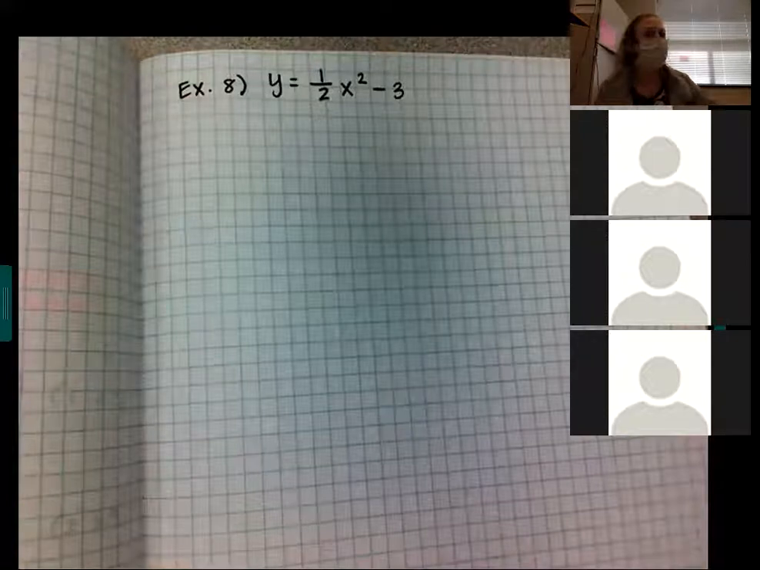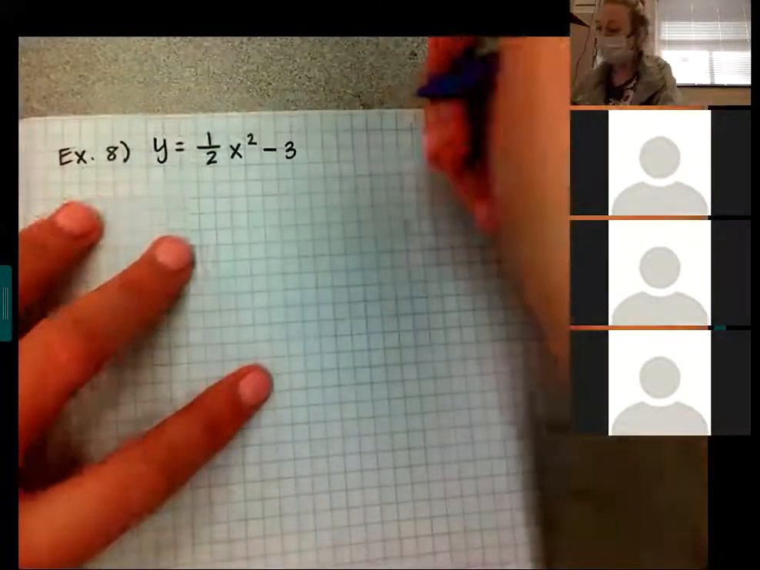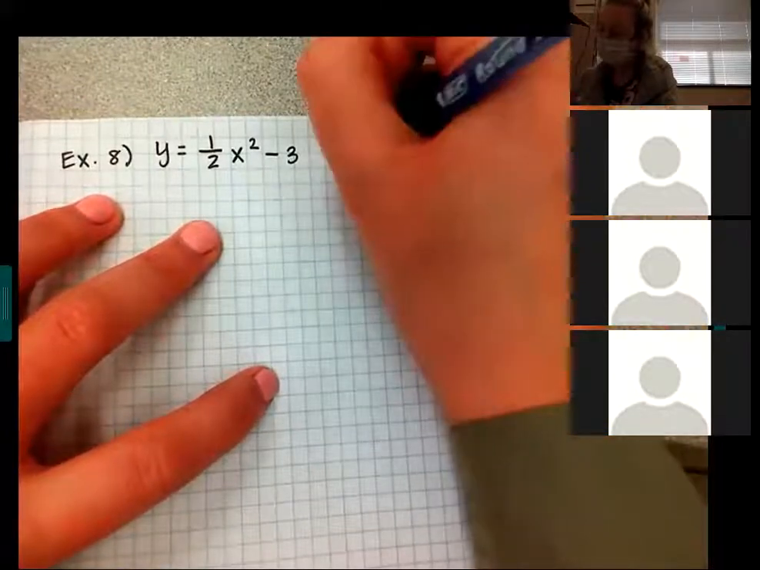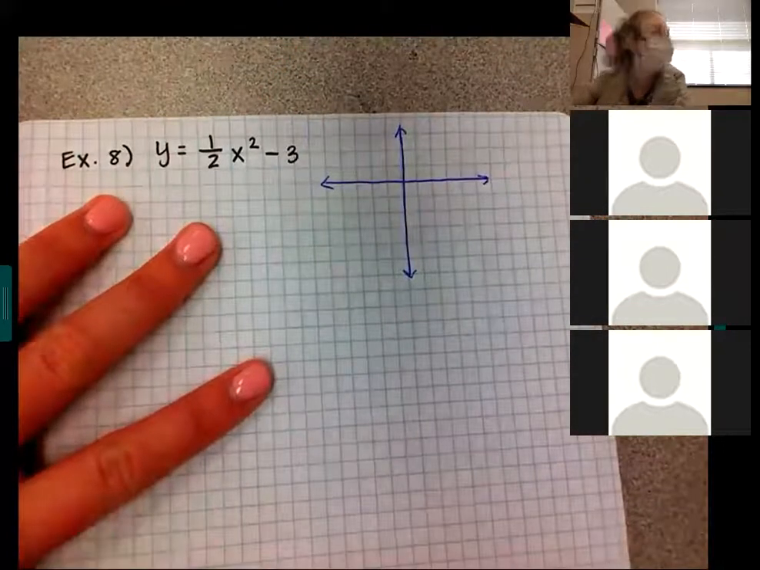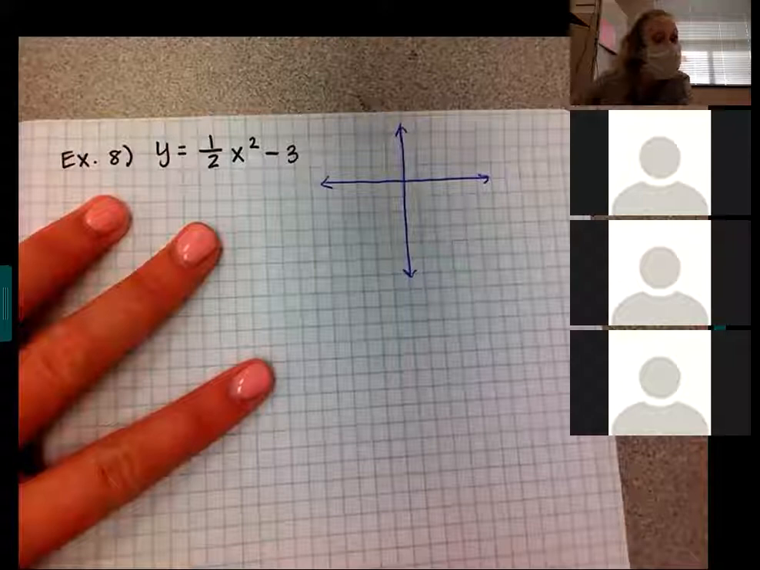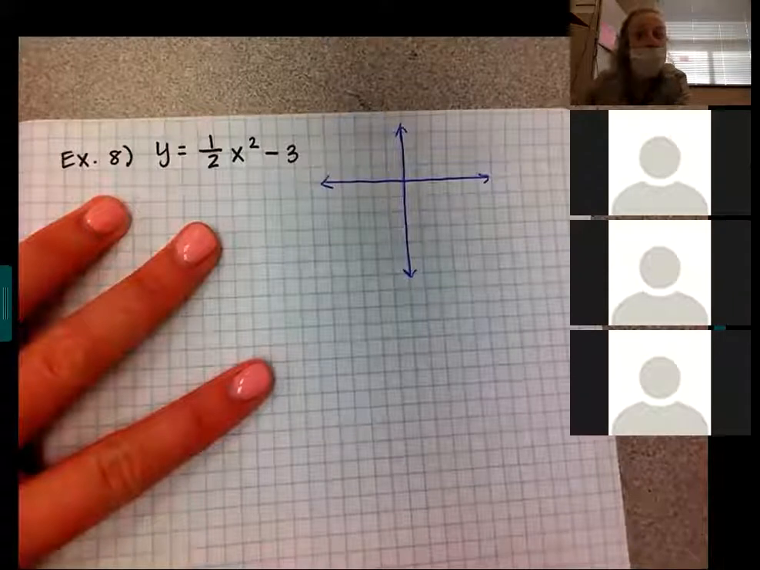All right, is everybody good? Y equals 1/2 x squared minus 3. They just want you to graph it. So I'm gonna draw my coordinate plane. How did this equation move? Not right 3. It's not in parentheses with the x. Down 3.